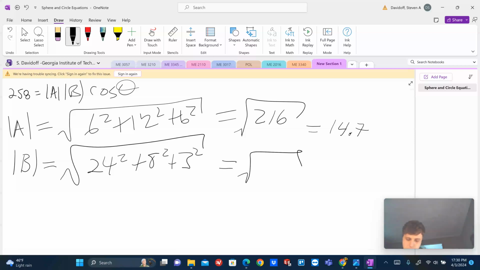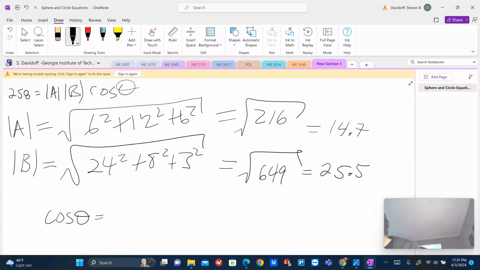Okay, I'm going to save myself the brain power. 64 plus 9, 649. The square root of 649 is 25.5. All right. So now I basically want to solve for cosine of theta. Cosine of theta is 24.5 plus 14.7. All right, so that's 40.2.